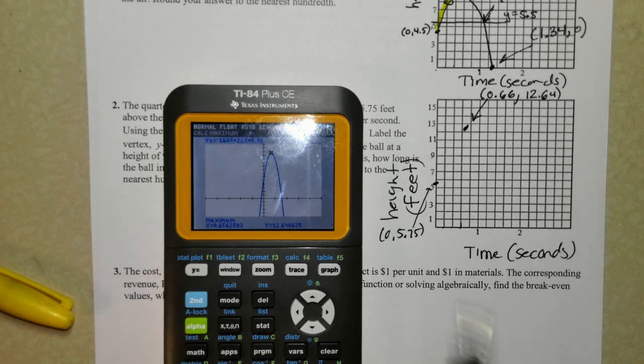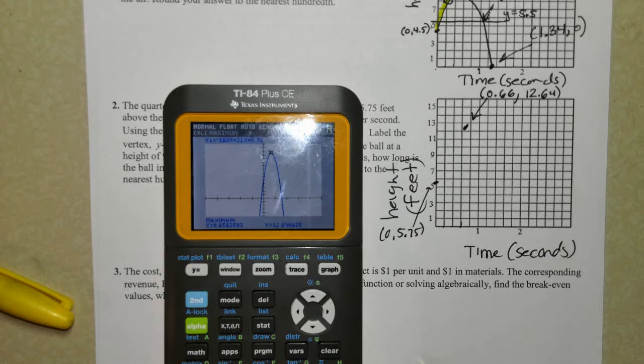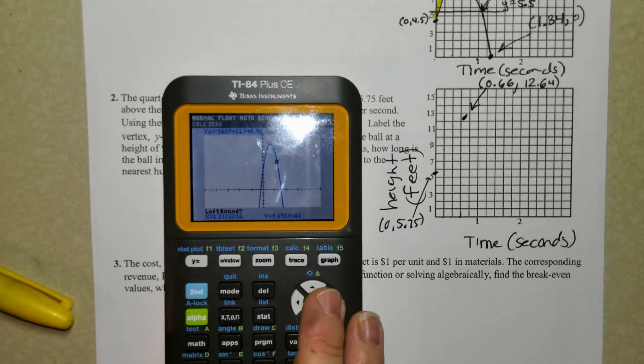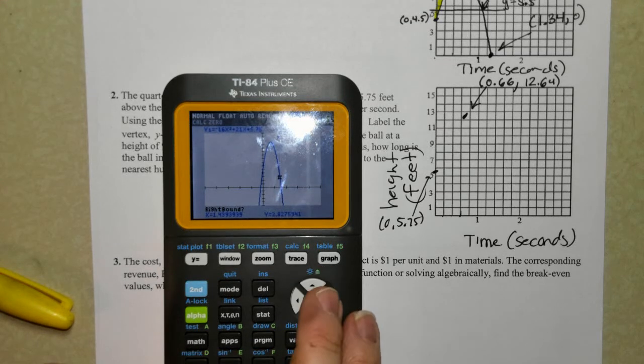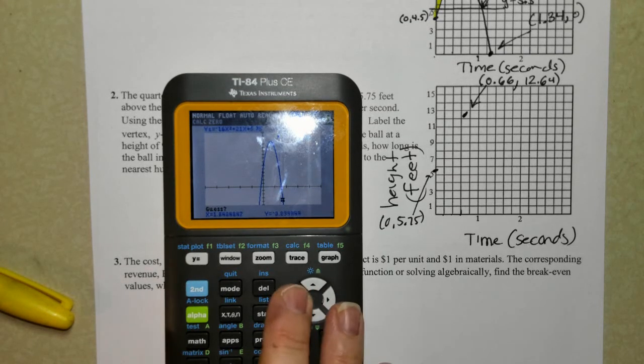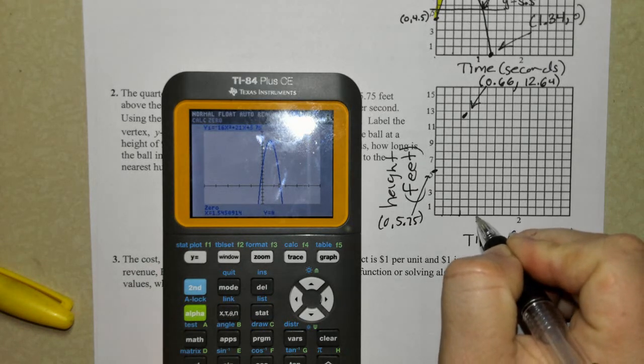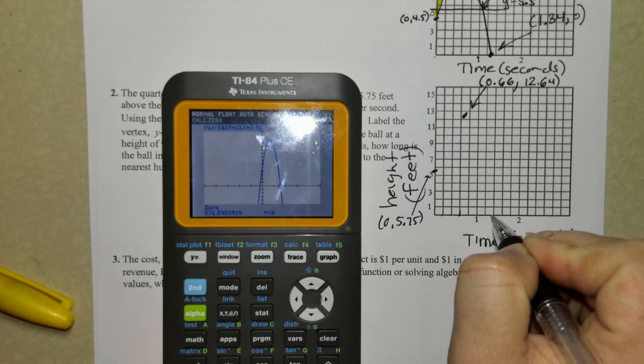And now I want to go with what is the zero or the x-intercept, second trace 0. Left bound, right bound, back to center, 1.55 rounded to the nearest hundredth. So 1.2, 1.4, 1.6.